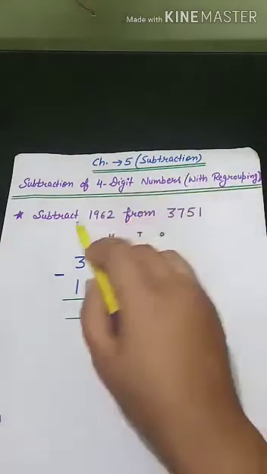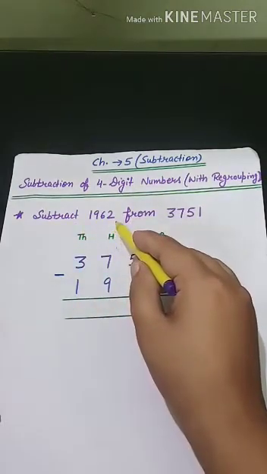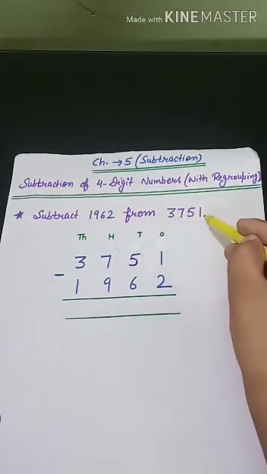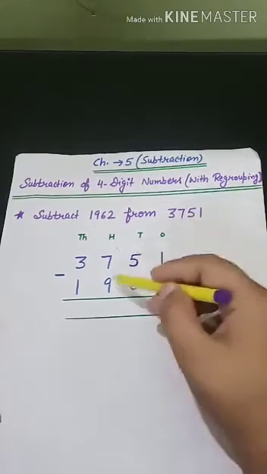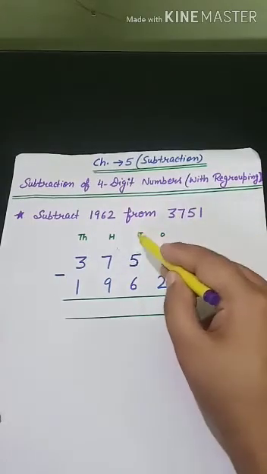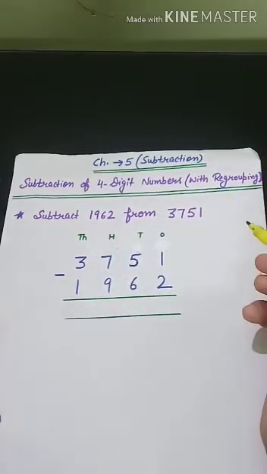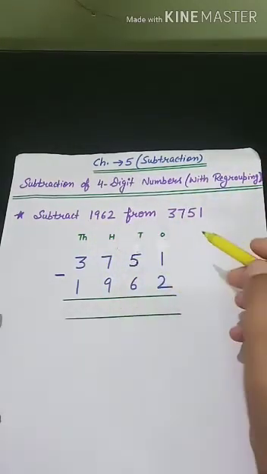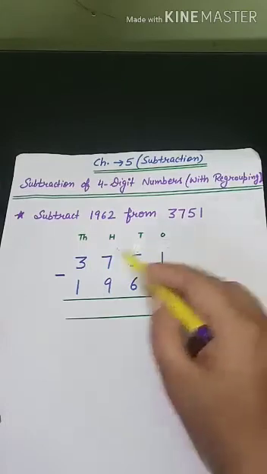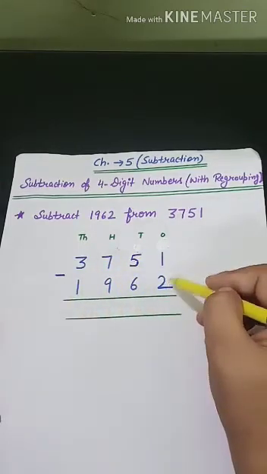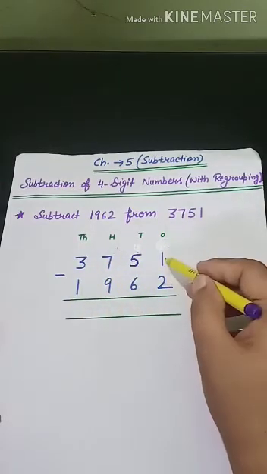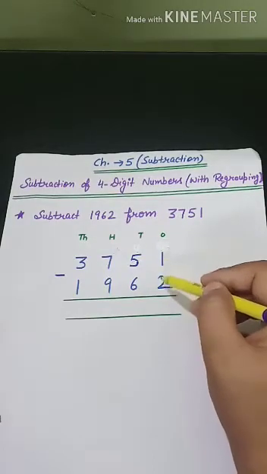One example I have taken, subtract 1962 from 3751. So first of all, arrange the numbers vertically according to their places, ones, tens, hundreds and thousands. Now stepwise we will subtract these two numbers. We will start from the ones place. 1 minus 2. But we cannot subtract 2 from 1 because 2 is greater than 1.